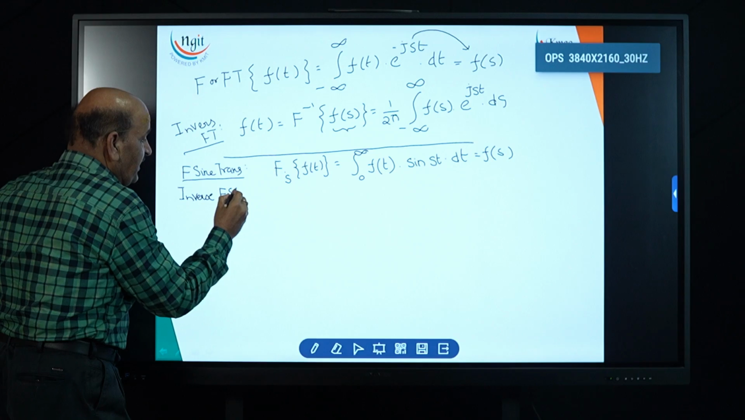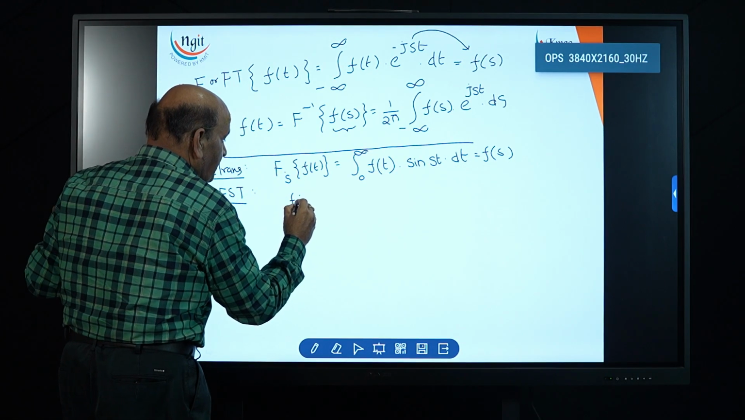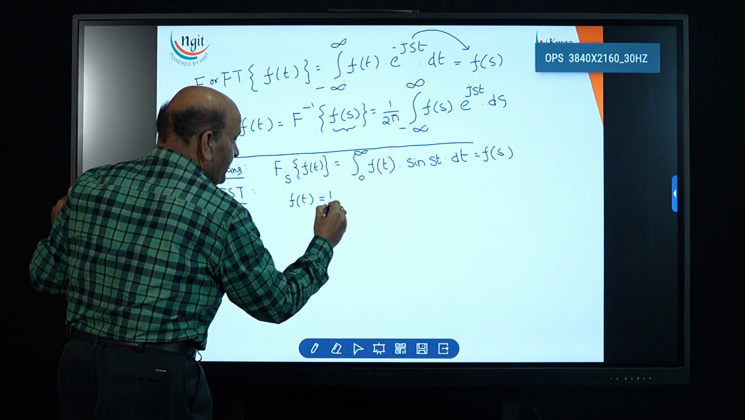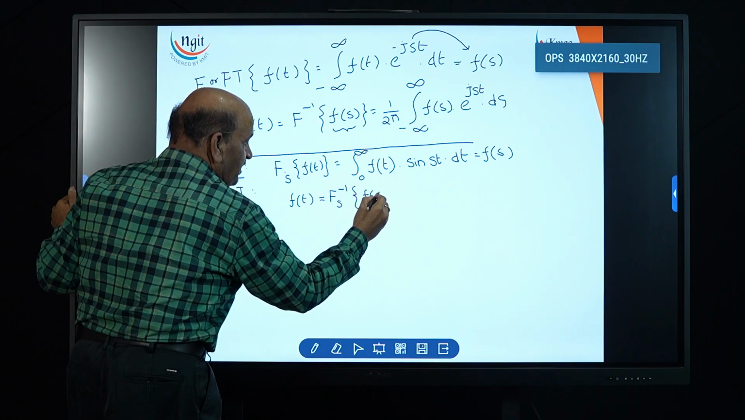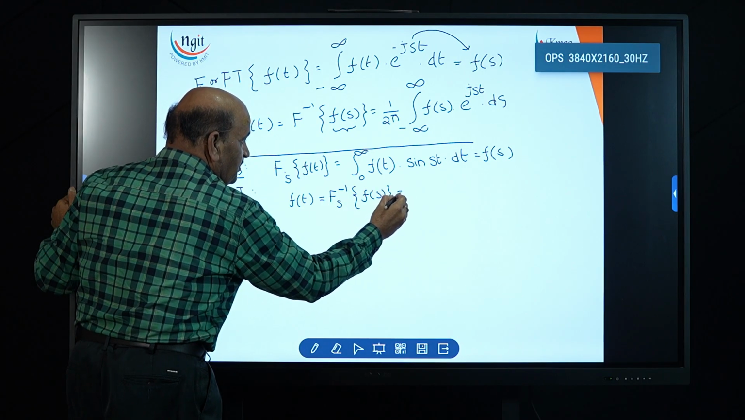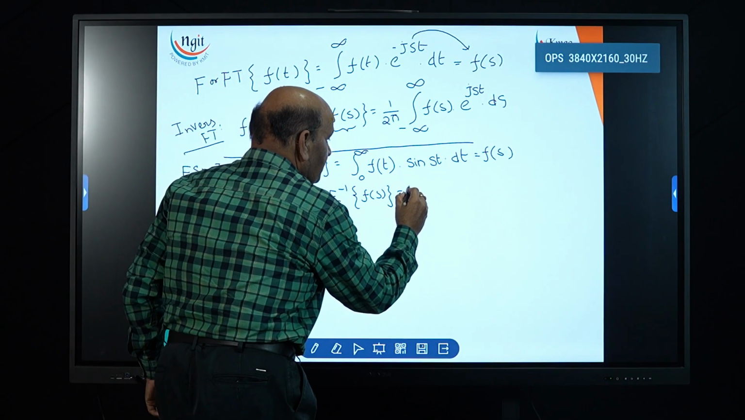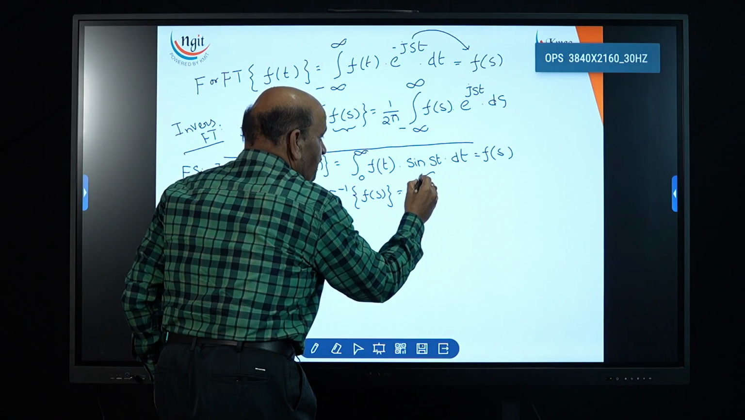Inverse Fourier sine transformation. Inverse means f of t is equal to, take this f of s that side, the inverse of small f of s. That is equal to, now here there is no constant. In the inverse you make the constant 2 by pi. Integration is from 0 to infinity.